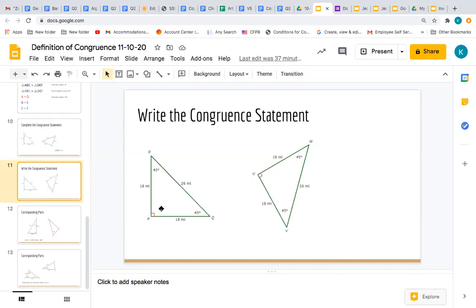So if we match up, U is going to go to the P place, and V is going to be equal to Q in that place, and W going to go on the top. You can do W over here too, it's fine, but I prefer this way. So now you're going to write UVW, triangle UVW. So triangle PQR is congruent to triangle UVW. That's how you're going to write it.